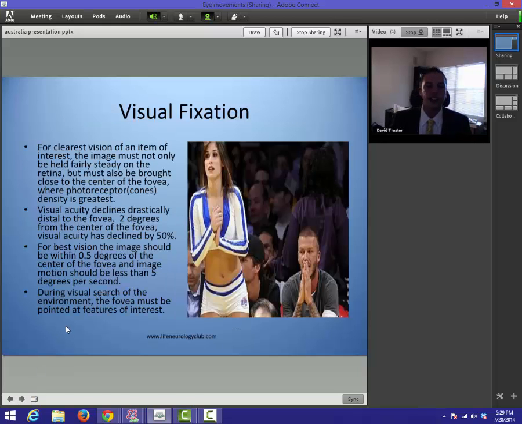So for clearest vision, you want your macula of both eyes and your fovea to really be looking at the exact target of interest. For the best vision, you want the target to be within 0.5 degrees of the middle of the fovea. And motion shouldn't be more than 5 degrees per second or else you're going to get blurring. Anything over 2 degrees from the fovea, your visual acuity is dropping by 50%. So if you think about it, if you've looked at the back of the eye, your fovea is pretty tiny. And the middle of the fovea is even tinier, and you have one on both eyes, and they need to be looking at the same exact thing.